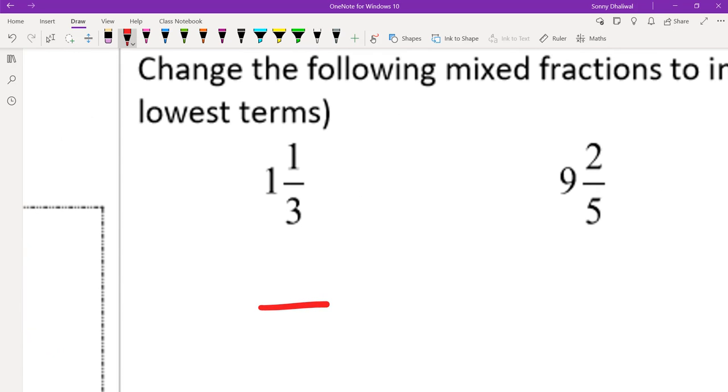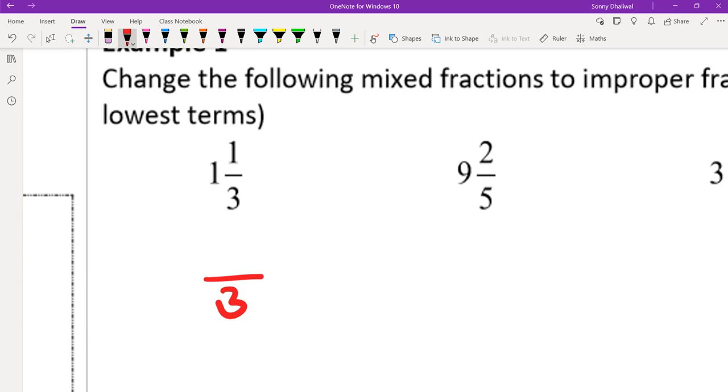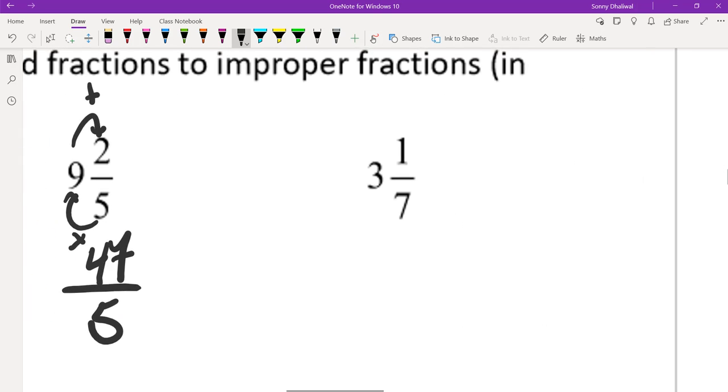How about this one? We're going to just go moving over to the right here. Example 1. 4 over 3. All right. The denominator is 3. What's the numerator? 4. All right. We multiply. 3 times 1 is 3. Add the top. 4 over 3. Okay. Next one. What's the denominator? 47. Lucas. 47 over 5. Multiply. 9 times 5 is 45. Add the 2. Gives us 47. Denominator stays the same.